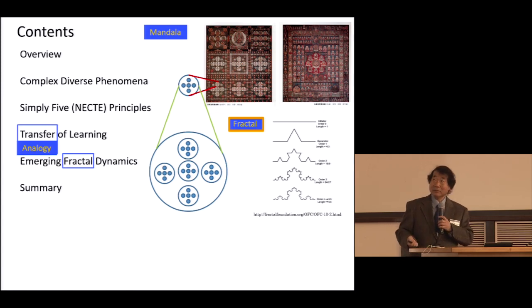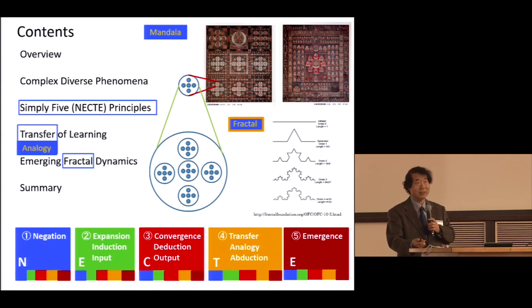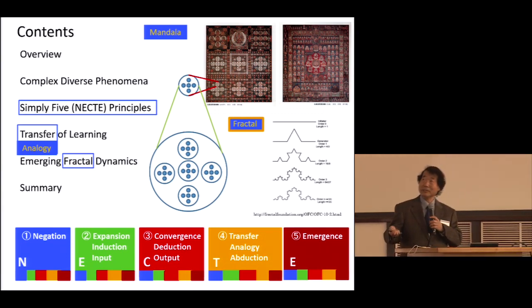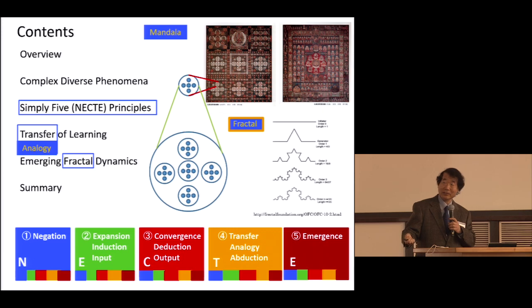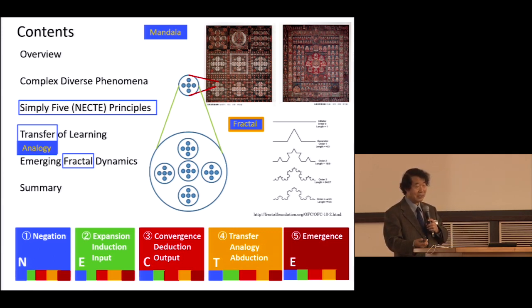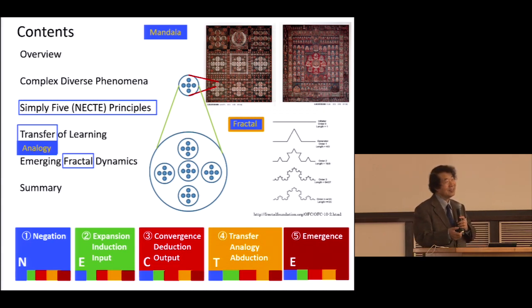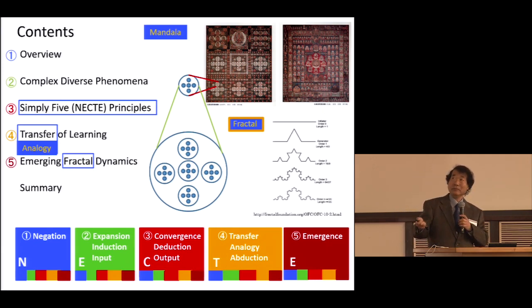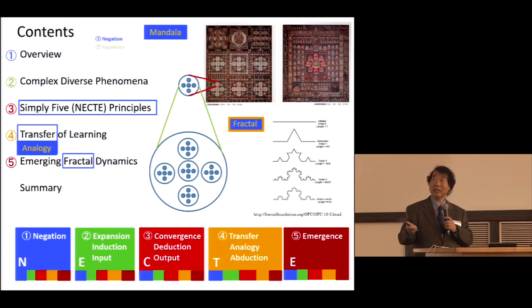In the present talk, I'd like to emphasize the existence of simply 5 principles. Kindly, Professor Tesso the other day suggested to me the pronunciation of Necte principles. It corresponds to 5 different steps, starting from negation, expansion, convergence, transfer or analogy, and finally, emergence. Actually, my talk consists of 5 subjects corresponding to these 5 principles. And furthermore, even within the overview, I plan to show you 5 slides relating to the 5 principles.